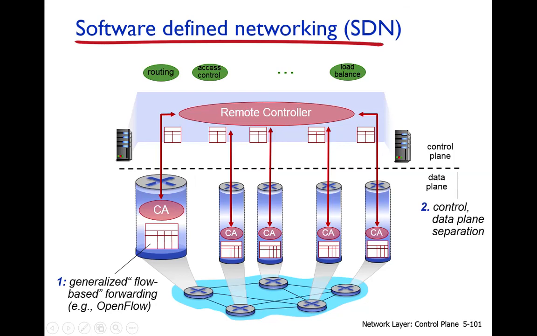The second advantage of SDN is that the data plane and control plane are separated. The data plane is left in the switches and the control plane is implemented centrally in a remote server, and this remote server is called the controller. This centralized controller computes the path for each and every router. So if we want to change the control plane, we don't need to change the hardware, the data plane, or the routers. The routers remain the same, and we can change the control plane only at the controller.